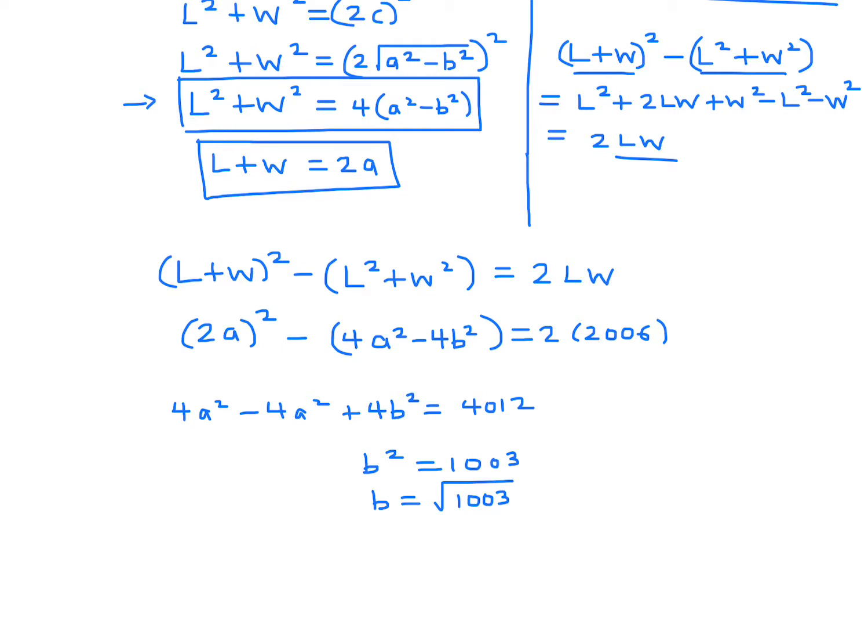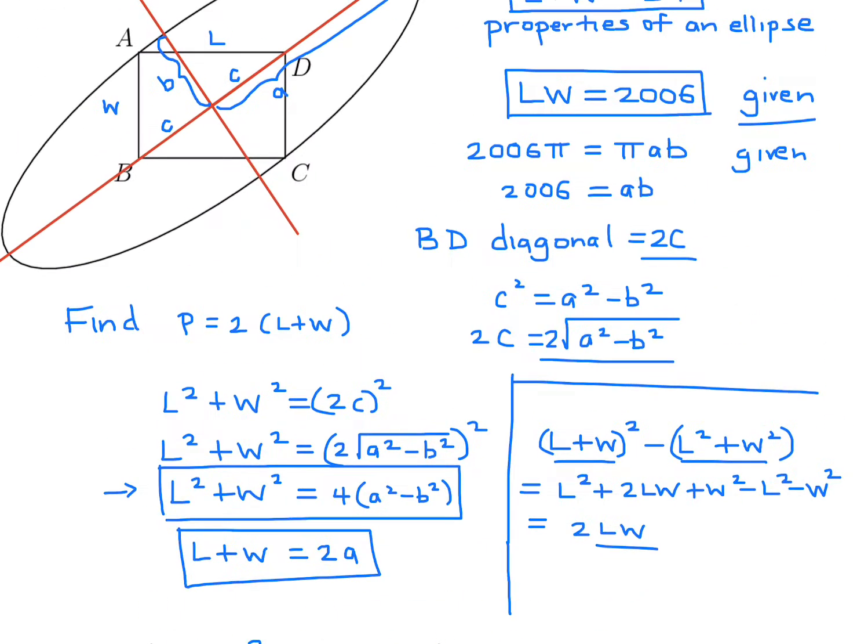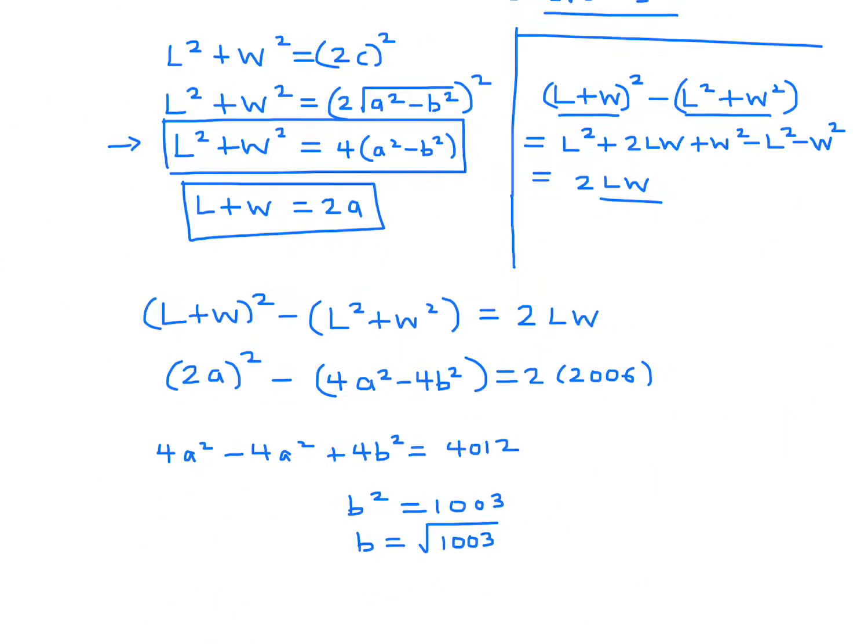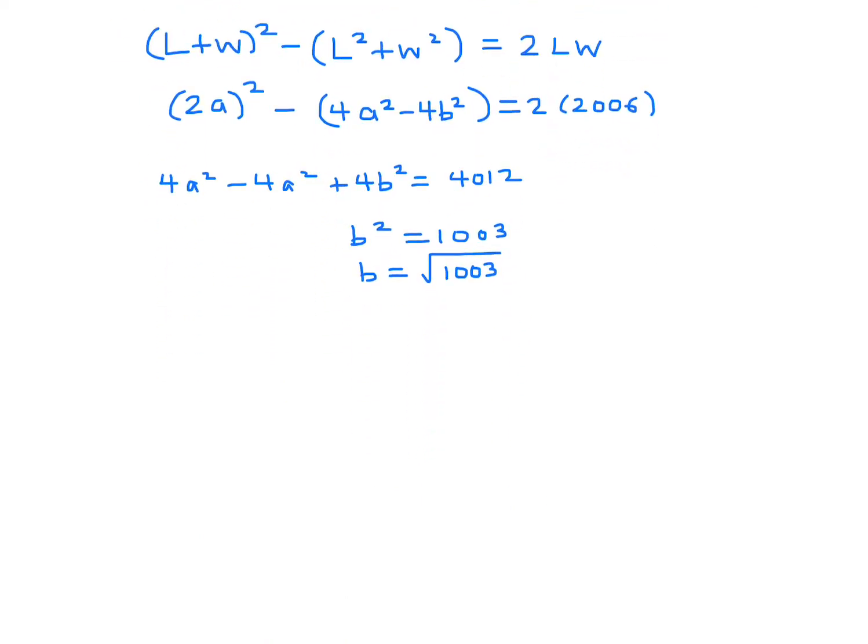And now we want to figure out what A is, and we can do that because we have this formula right here. This was also given to us, 2006 equals AB. So that will help us solve for A. 2006 is equal to AB. That means A is equal to 2006 over B, and B is the square root of 1003. And then finally we can figure out the perimeter.